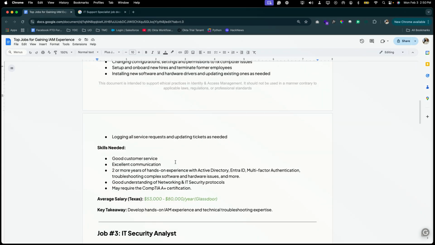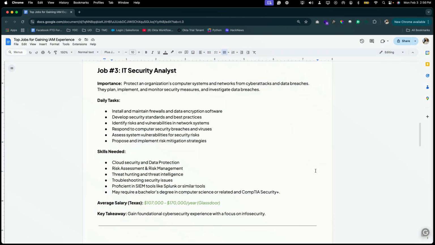The common skills needed for this job are, of course, good customer service and excellent communication. Ideally, you want about 2 or more years of hands-on experience with Active Directory, Entra ID, multi-factor authentication, and troubleshooting complex software, hardware, and computer issues. You also want a good understanding of networking and IT security protocols, and this job may require the CompTIA A+ certification. It truly depends on the organization you're working at. The average salary in Texas for an IT support specialist is about $53,000 to $80,000, according to Glassdoor. The key takeaway is you're going to develop hands-on IAM experience along with technical troubleshooting expertise when you're fulfilling an IT support specialist job.